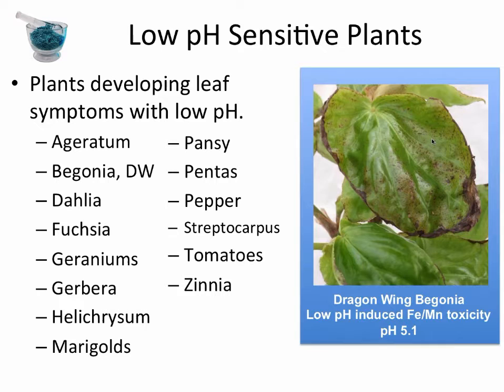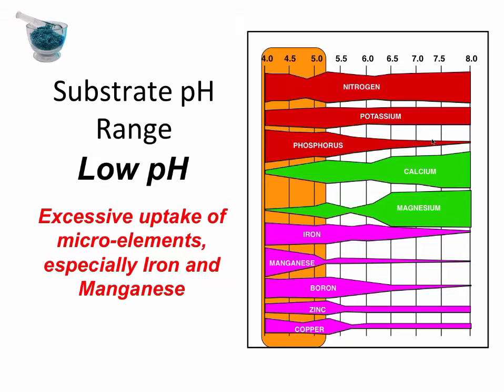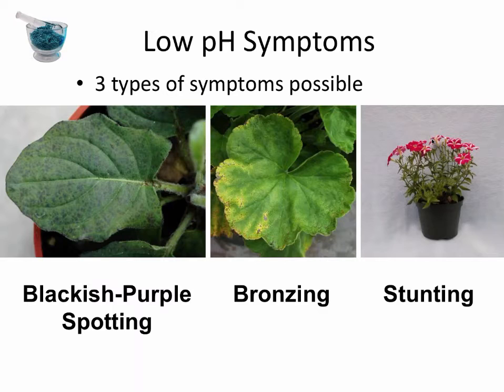The main reason for focusing on this is that when the pH gets too low, we see there in that orange band a wider band for iron and manganese in particular, and most of the other micronutrients. So at a lower pH, those nutrients are more readily available for uptake by the plant. And therefore, by having plant uptake, you can see the accumulation then in the tissue, and we see that symptomology occurring on the plant. So what kind of symptoms do we typically look for that we see out there?